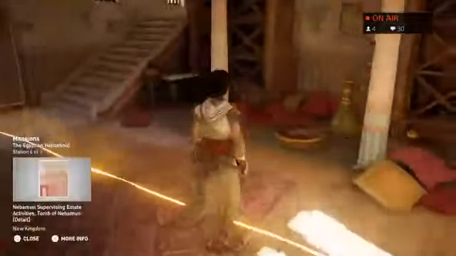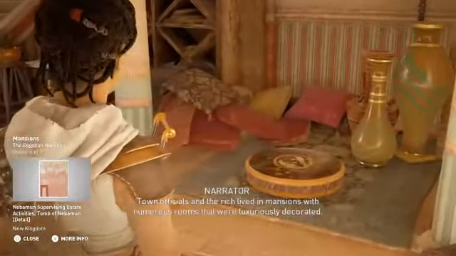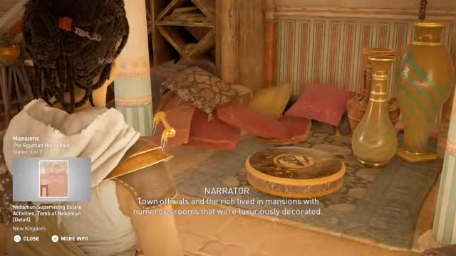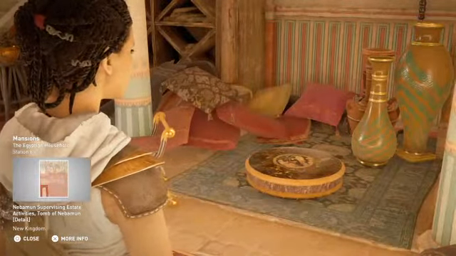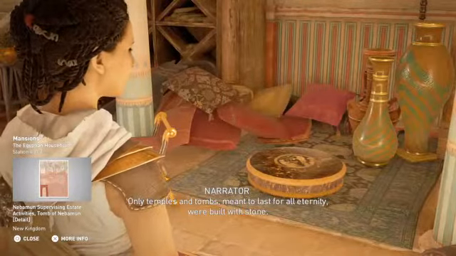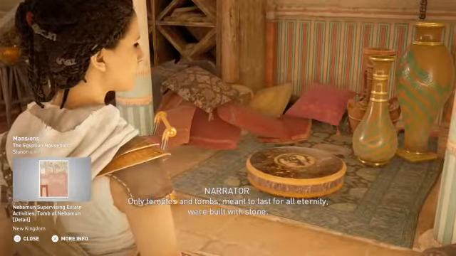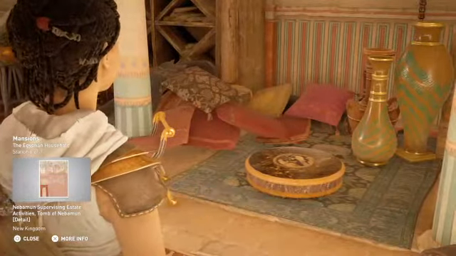So, town officials and the rich lived in mansions with numerous rooms that were luxuriously decorated. Only temples and tombs meant to last for all eternity were built with stone.